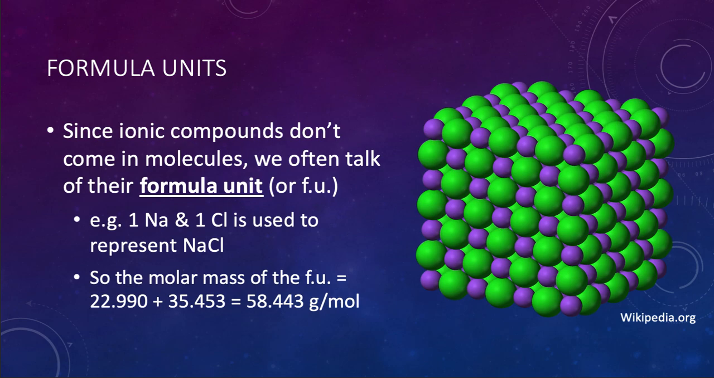Now, don't take it personally, right? But this is just a quick way to write formula unit. So we can also talk about the molar mass of the formula unit, okay? And this is what we do with ionic compounds. We obviously don't have a molar mass of the molecule. We have a molar mass of the formula unit. So in the case of NaCl, it would be 58.443 grams per mole because you just have one Na and one Cl in that formula unit.